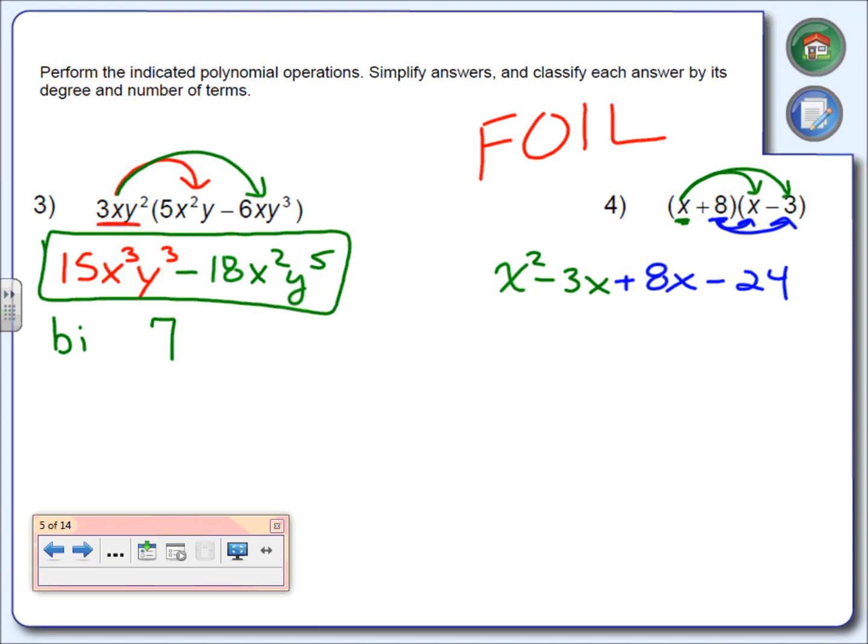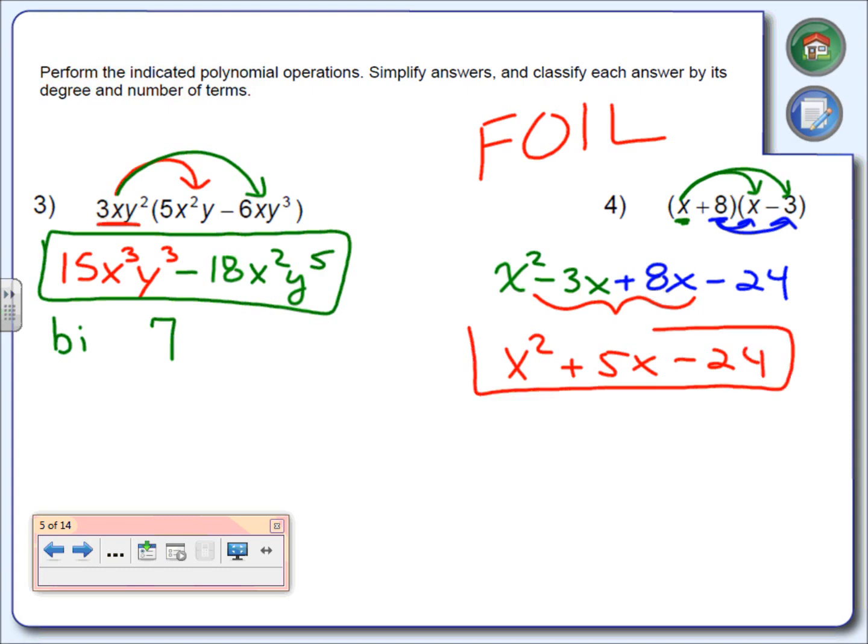Is that the answer, though? No? Why not? You have like terms, so we need to combine those like terms. These are the like terms. Combine them. What do you get when you combine those terms? 5x. When you combine those, you get 5x. Of course, you still got your minus 24, and you still got your x squared. So this right here is what we're looking for. What is that thing called? Trinomial. And what would be the degree of that trinomial? 2. It's the highest degree of the monomial terms.